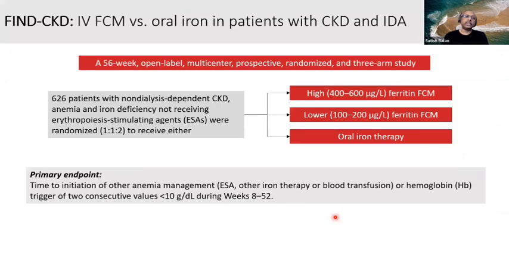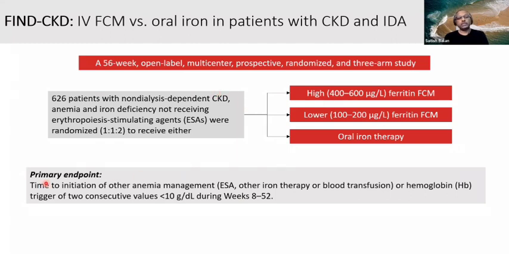But there are trials in CKD which we are more interested in. This is the FIND-CKD trial, with 626 patients with non-dialysis dependent CKD, anemia, and iron deficiency. These patients were not receiving ESAs, and they were randomized to receive either high ferritin FCM, where the target ferritin was 400 to 600, or low ferritin FCM, where the target ferritin was 100 to 200, or oral iron therapy. So these are three groups. This is an open-label, multi-center, prospective randomized 3-arm study.